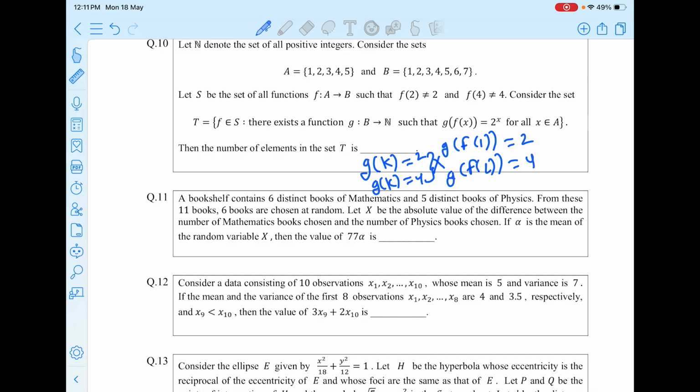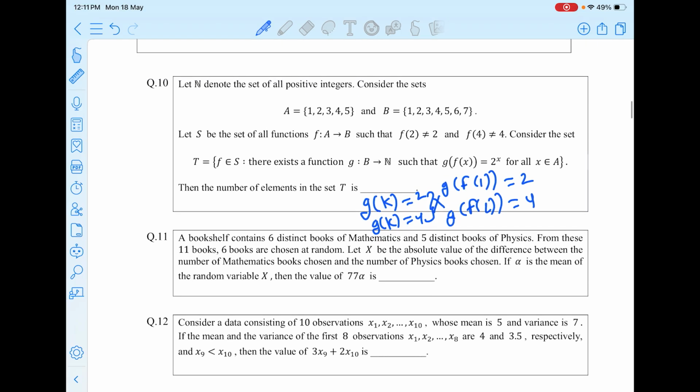In the same way you can tell for f of 1, f of 3, f of 2, f of 4 and so on. So what's the idea here? Basically f of x should be a 1-1 function. So basically they are asking the number of 1-1 functions such that f of 2 is not equal to 2 and f of 4 is not equal to 4. So first, to calculate the number of 1-1 functions.